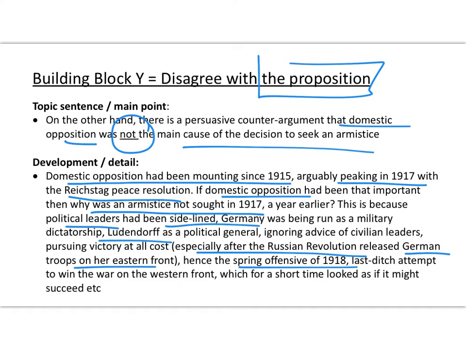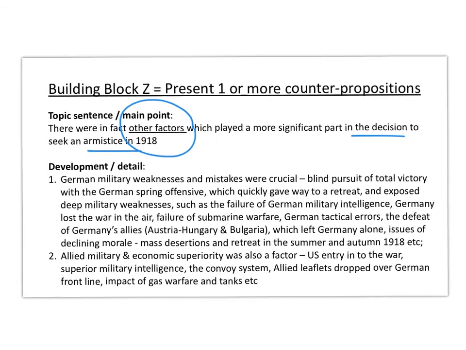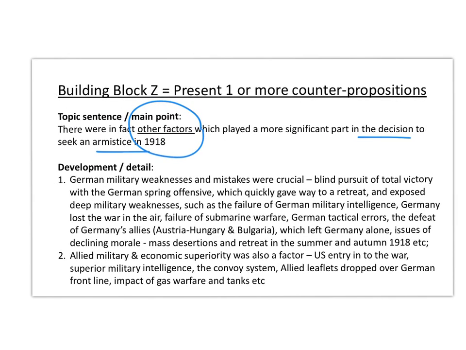Okay, so you're talking about domestic opposition, but you're using your historical knowledge to argue that domestic opposition did not have that impact. And then you move into your final building block. And here you can then move away from domestic opposition. You're still talking about the decision to seek an armistice. That's the running thread. But you're now going to say there were other factors. There were other things that had that big impact. And I would argue here, and this is where I would particularly bring in the Evans material, my counter or my argument of other factors that caused the decision to seek an armistice were twofold.